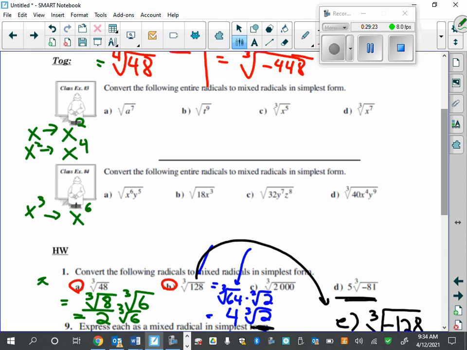X squared, x to the 4th, x to the 6th. What do you think's next? X to the 8th, x to the 10th. All the even exponents are perfect squares. And that's what we're going to do. We're going to break these up. And it's going to be different. Okay, different is good, especially for your brain.